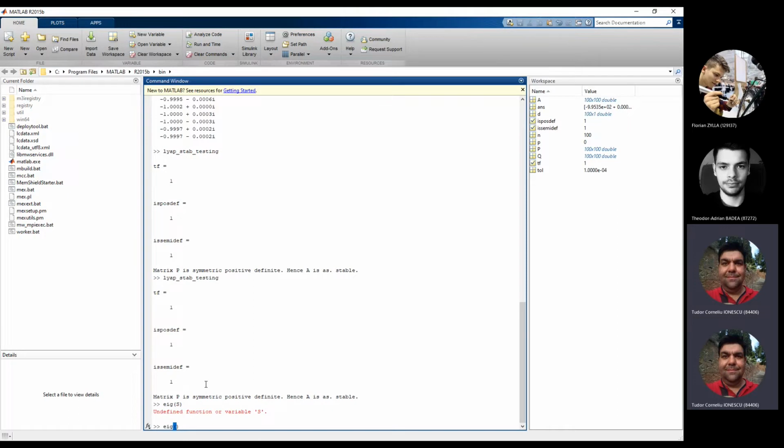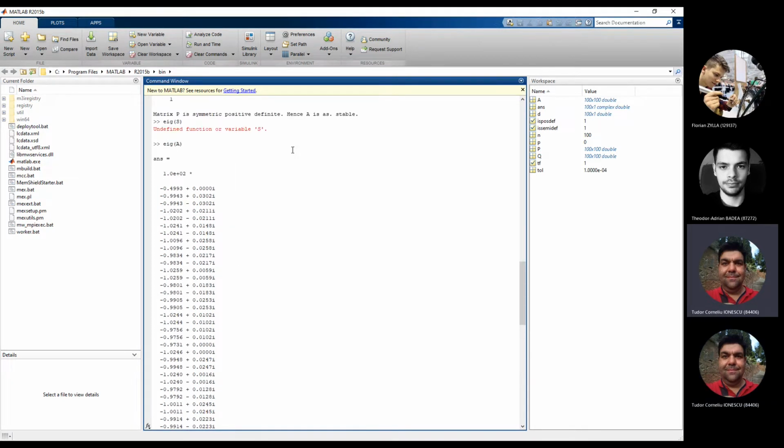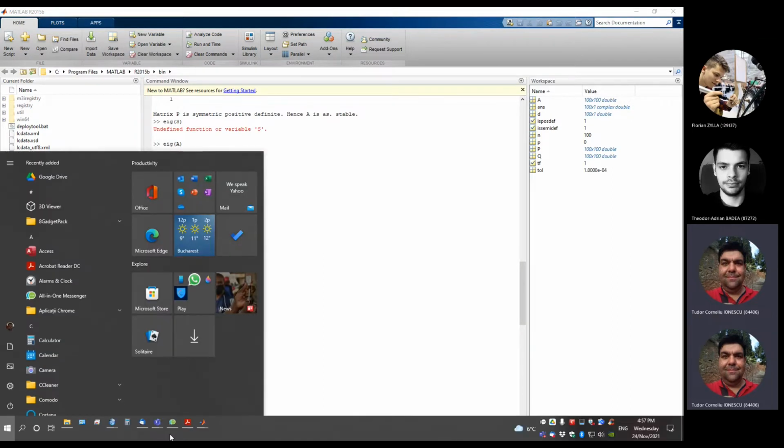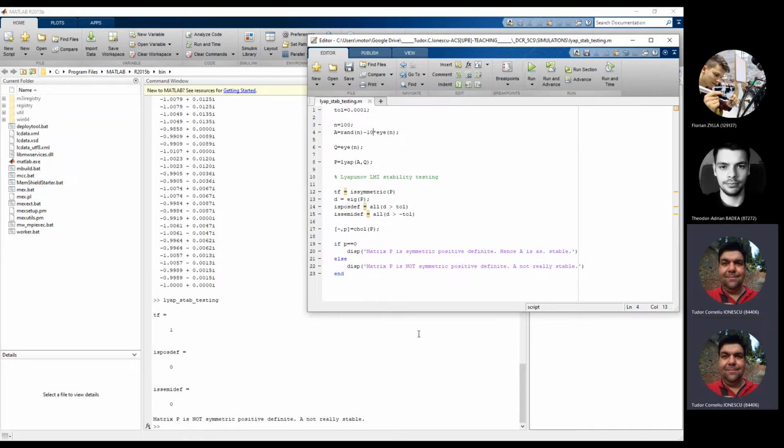You see? Indeed, it looks like it's asymptotically stable because we can still compute the eigenvalues. Maybe 10 should be enough. Not really stable this time. Okay. So indeed, we should take here 10 to the power 2. It is asymptotically stable, but we can still compute the eigenvalues. Let's go to 1000.